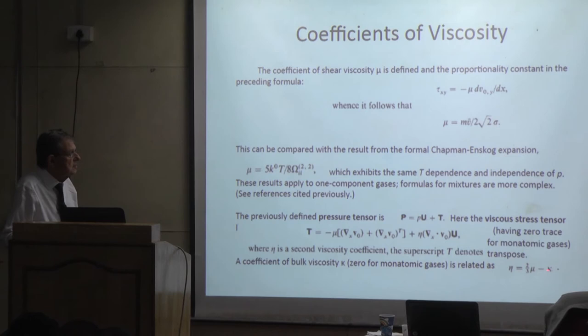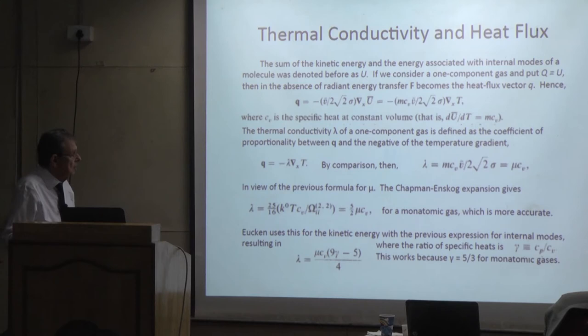The difference is bulk viscosity. Kappa is the coefficient of bulk viscosity, which is non-zero for diatomic molecules. There are lots of computations where people tend to say, okay, bulk viscosity is probably negligible in combustion processes, so we just use the shear viscosity.